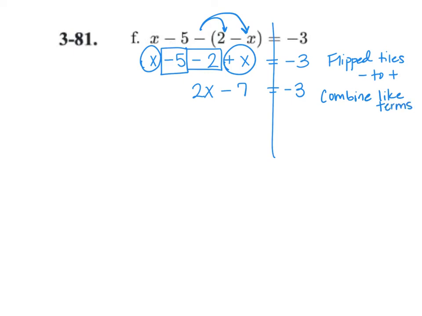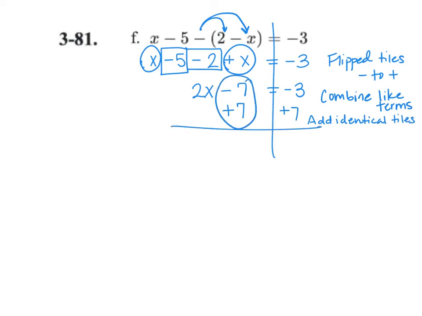Okay, now my goal is to get x by itself, but I have these 7 negative tiles on the left hand side. So what I'm going to do now is add 7 positive tiles to both sides. So that's called adding identical tiles. So now I can remove these 0 pairs to be left with 2x is equal to, now over here I have 3 negative tiles and 7 positive tiles. So I could take away 3 0 pairs and that would leave me with 4 positive tiles. So again here I removed my 0 pairs.